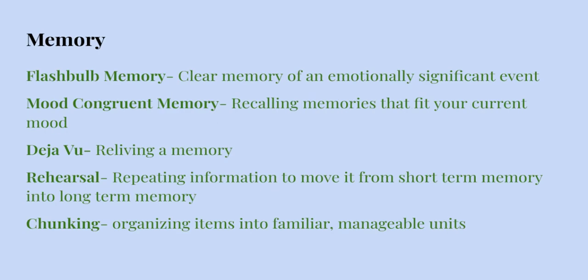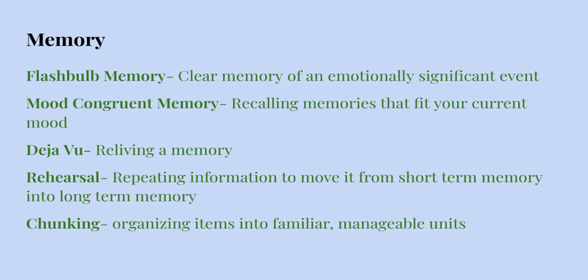Memory, just some other terms. A flashbulb memory is a clear memory of an emotionally significant event. A pretty well known example is that everyone knows where they were when they found out about 9/11. Mood congruent memory is recalling memories that fit your current mood. So if you're in a happy mood, you're going to think of happy memories, and if you're in a sad mood, you're going to think of sad memories.